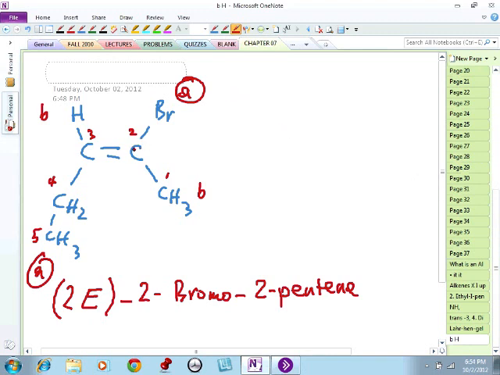Because the double bond is in the two position of pentane. This is carbon number 1, 2, 3, 4, 5. The double bond is in the two position right here. Okay, now let us go back to this.